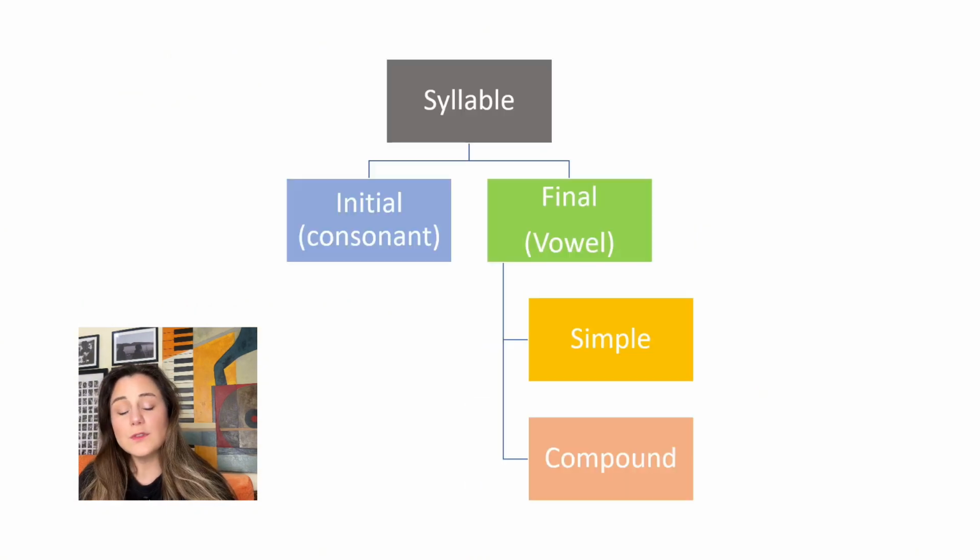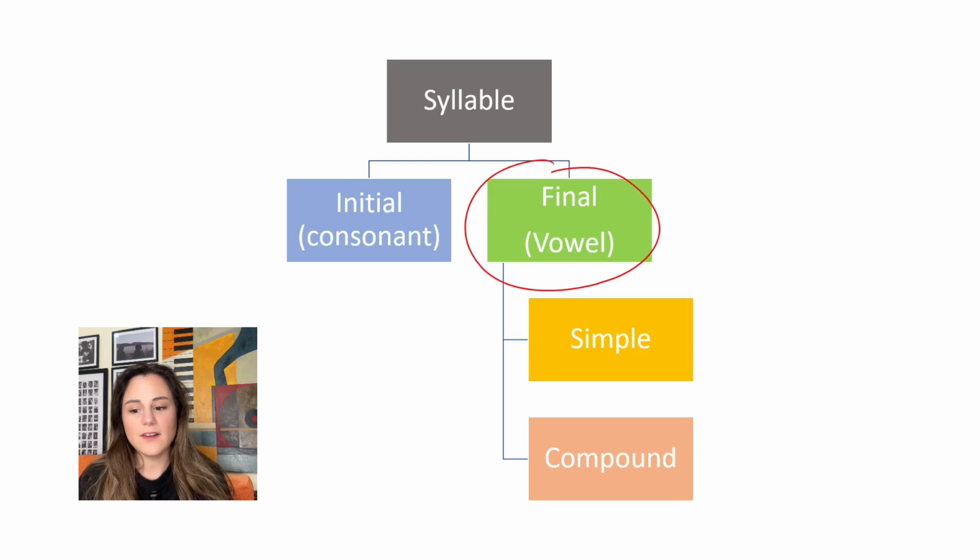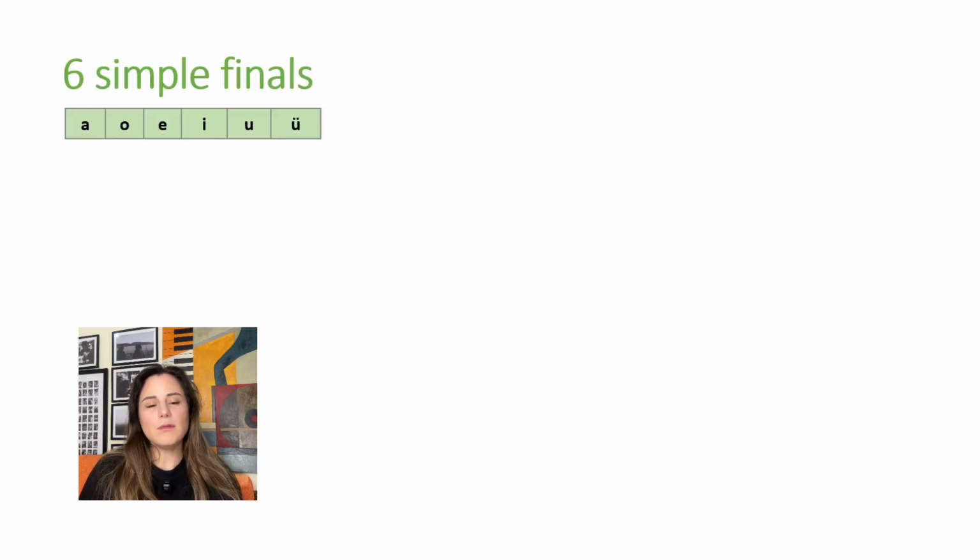Now let's move to finals, especially the simple finals. We have 6 simple finals, and they are arranged based on how wide we open our mouth while we are pronouncing them. The bigger is on the left side and the smaller one is on the right side. So the first will be a very much wider mouth.